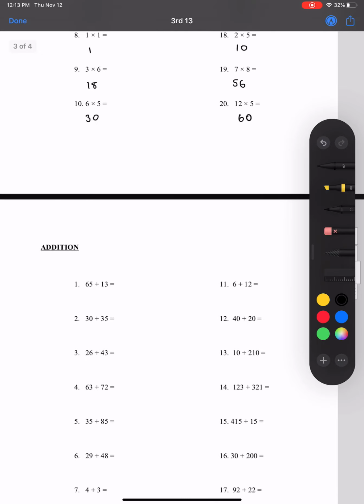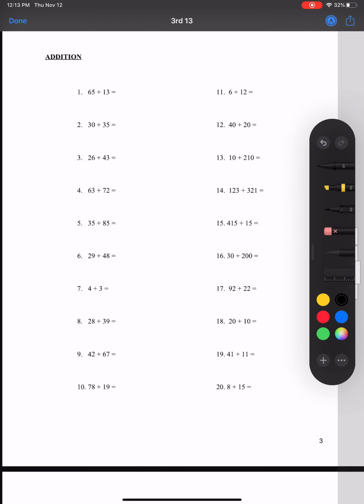Okay, now on to addition. 65 plus 13 would be 78. 30 plus 35 is 65. 26 plus 43 is 69. 63 plus 72, 5, 7, 13.